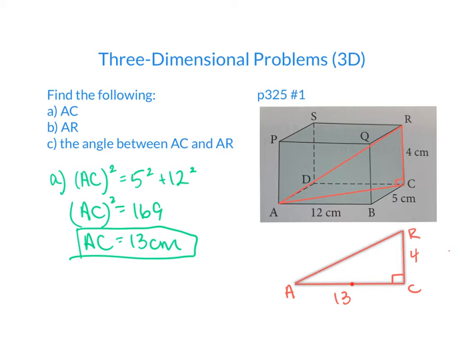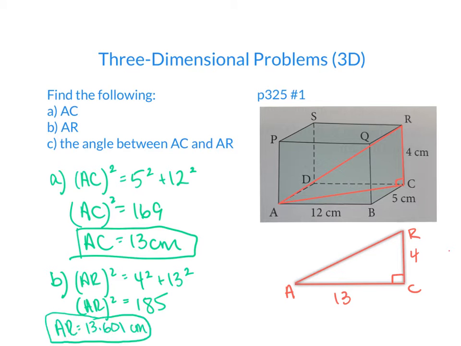Again, I'm just working with the Pythagorean theorem. 4 squared plus 13 squared will give me AR squared. So doing that math, AR squared turns out to be 185, and the square root of 185 is 13.601 centimeters. Finally, I'm asked to find the angle between AC and AR.